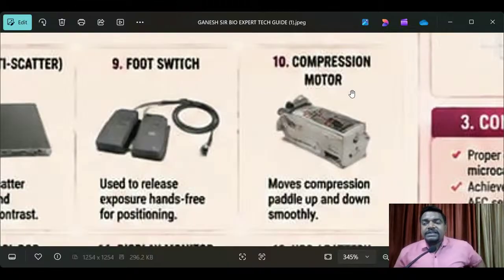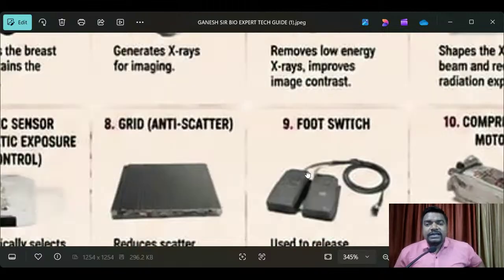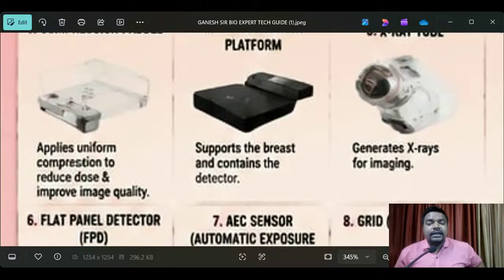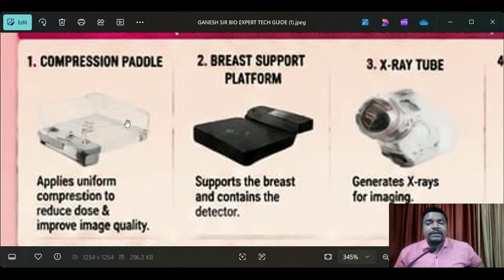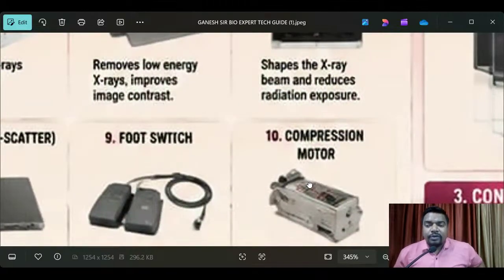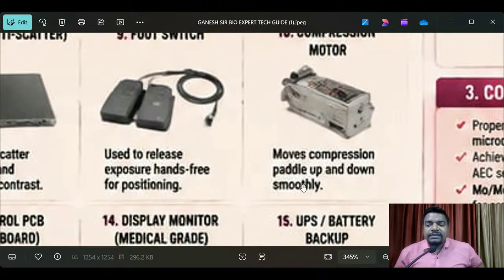Now tenth, compression motors. The breast is compressed by this motor, but not directly. There is one component, which I already showed you, the compression paddle. The paddle compresses with the support of the compression motor. It moves the compression paddle up and down smoothly. I hope you got it very clearly right now.